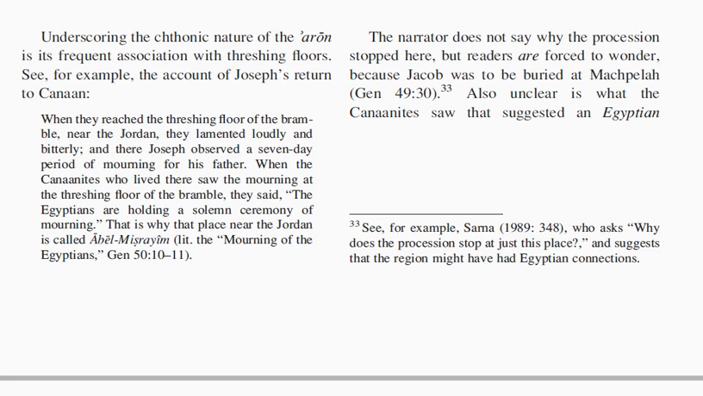When the Canaanites who lived there saw the mourning at the threshing floor of the bramble, they said, "The Egyptians are holding a solemn ceremony of mourning." That is why that place near the Jordan is called Abel Mizraim, literally the mourning of the Egyptians. Genesis chapter 50 verses 10 and 11.